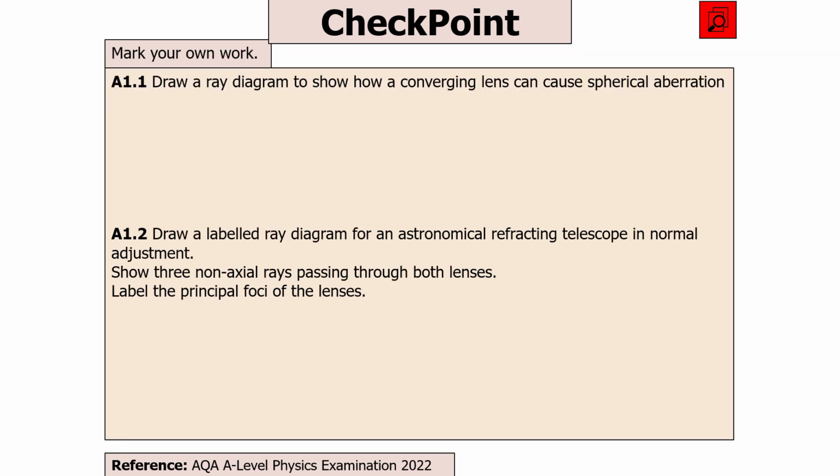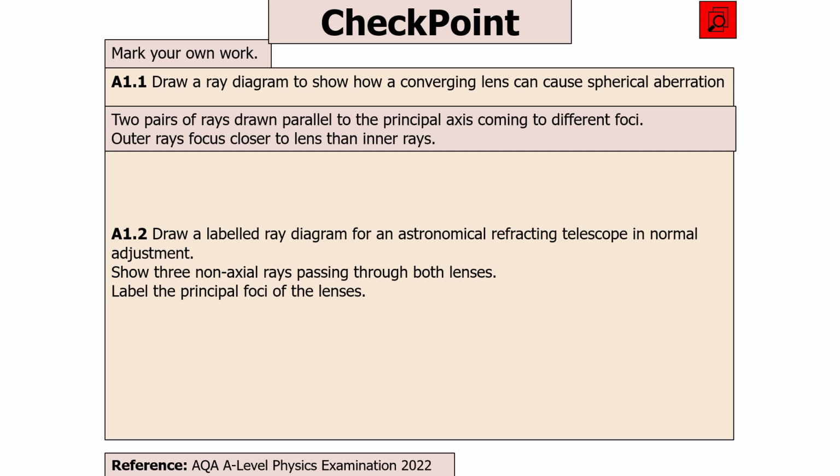Right, in this first one, you can see that in a ray diagram, you should have 2 pairs of rays drawn parallel to the principal axis, which are coming into different focus points or different foci. Now, the outer rays will focus closer to the lens than the inner rays, so you'll get different areas of focus, so you get different images formed, giving a blurred spherical image.